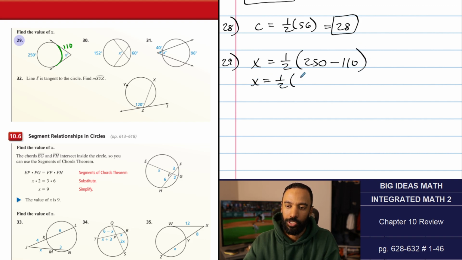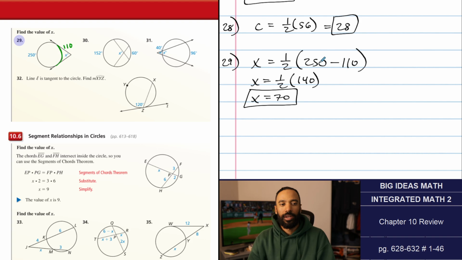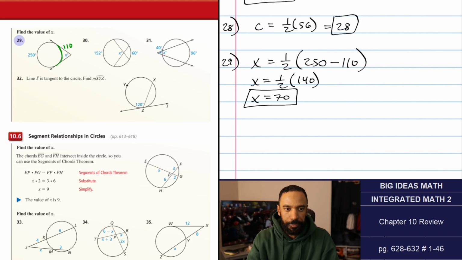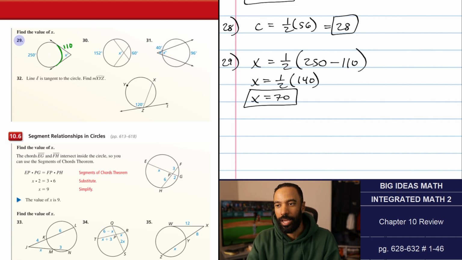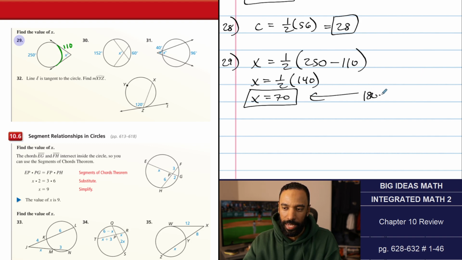That's half of 140 degrees, which is 70 degrees. So X is 70. Now, another way that you could do this problem is, once you know what this 110 is, you could also do 180 minus 110. I know that kind of sounds weird because you're like, where does the 180 come from?